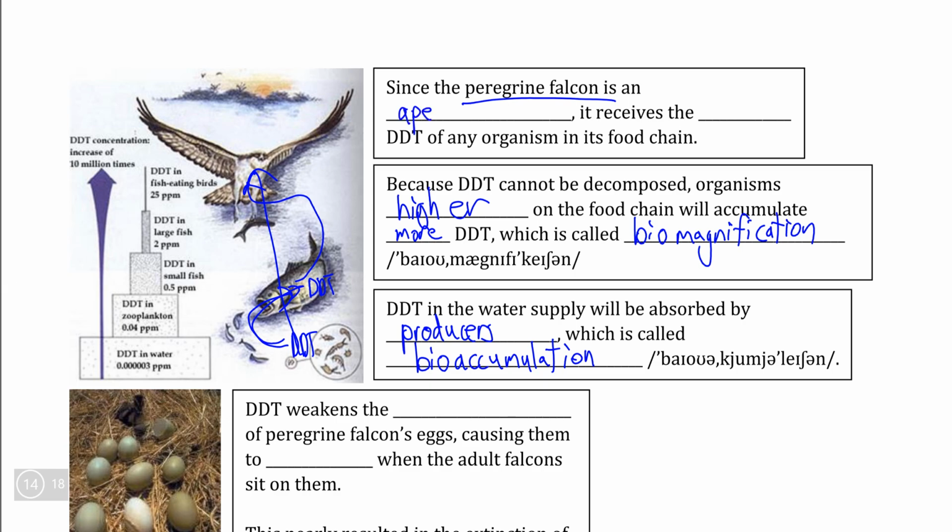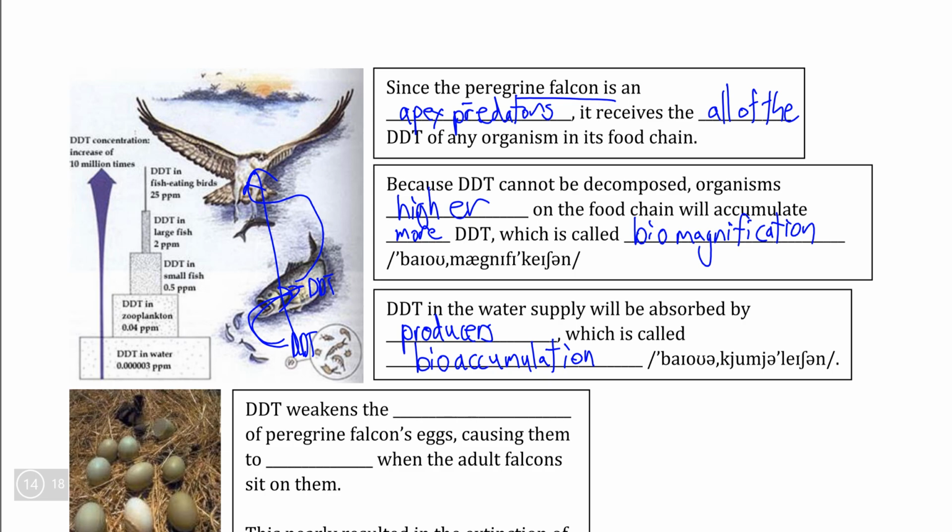So we think of apex predators as being very stable organisms because, again, they don't have any predators, which means nothing is there to keep it under control. But as a consequence of being at the top of the food chain, all of the DDT absorbed by organisms lower on the food chain is going to make it into the peregrine falcon population.